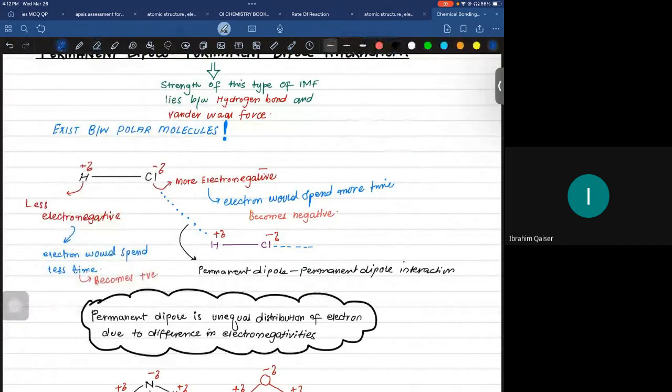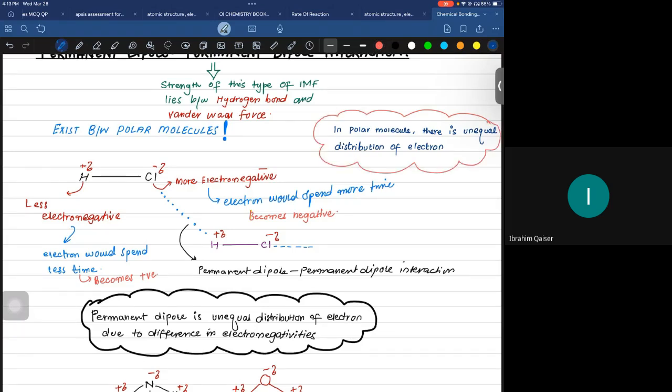Remember, in a polar molecule there is unequal distribution of electrons, or you can say unsymmetrical. Okay. So due to this unequal distribution, if you have hydrogen chloride, how many electrons are there?